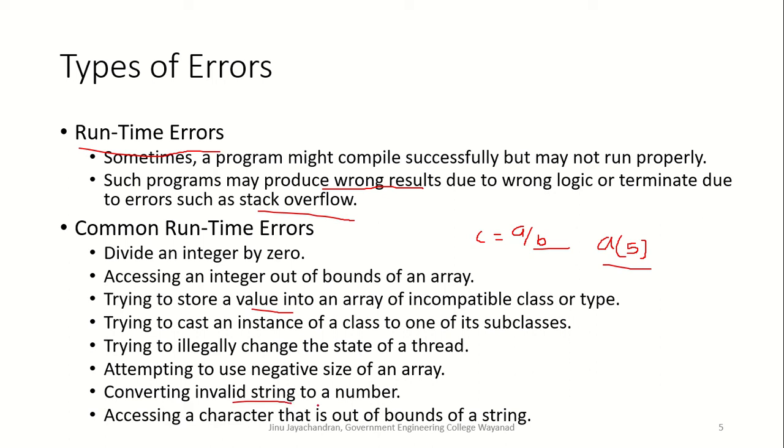You can always convert strings to numbers, but it should be a valid string. For example, if you declare 1 as a string, you can convert it to a number because it's a valid string, a valid number. But if you declare a and you want to convert this string to a number, it is not possible because a is an alphabet, it's not a number.